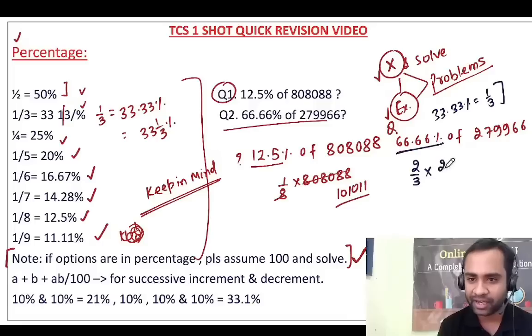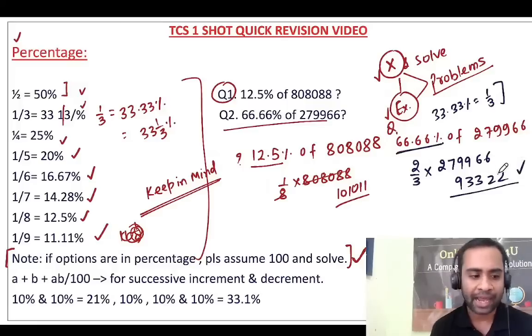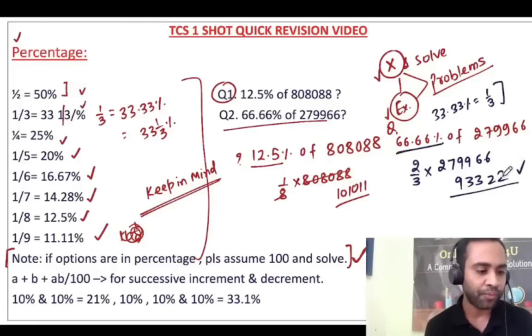It will be 2 by 3 into 279966. So 3 twos are 6, 3 nines are 27, and so on. That's all done. So 186644 will become your answer. Is it clear for everyone?